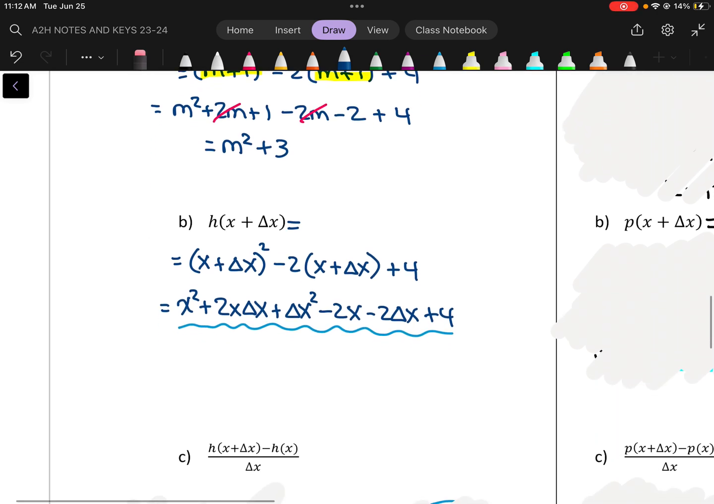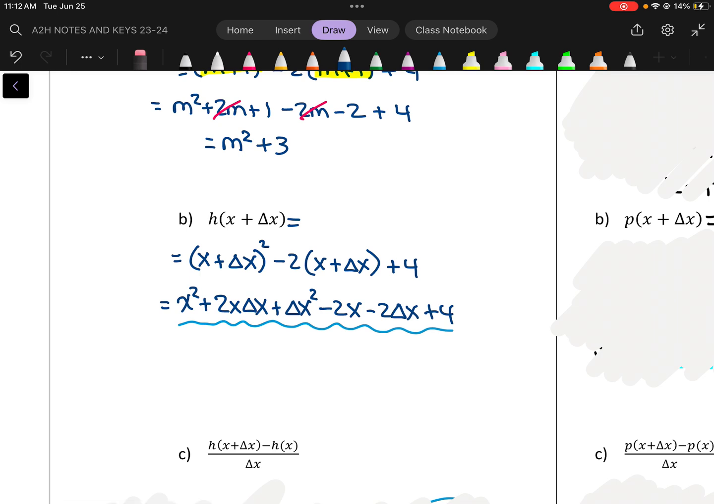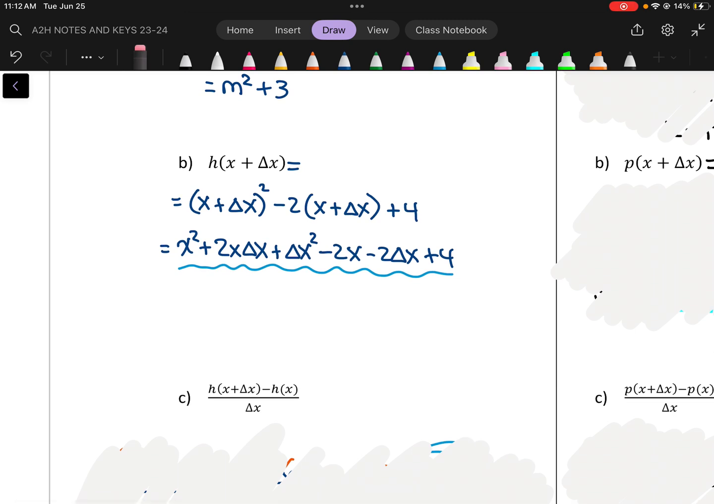All right, so now try the difference quotient. Can you bring it all together? h of x plus delta x minus h of x over delta x. Let's see if you can do that and make sure you simplify completely. All right, let's see what we got.